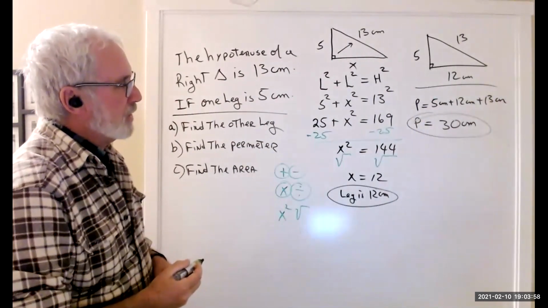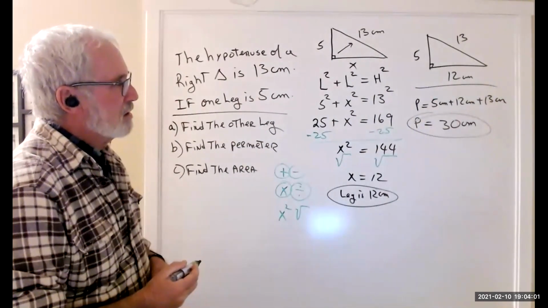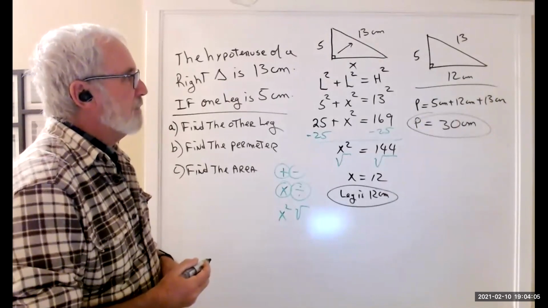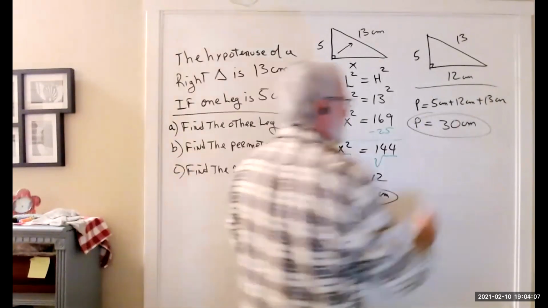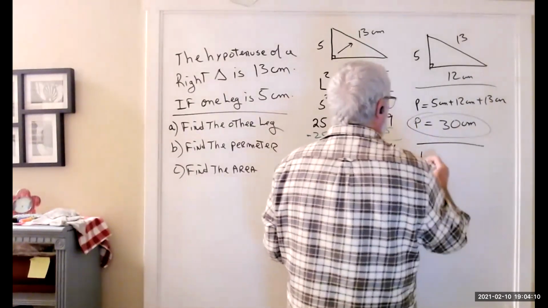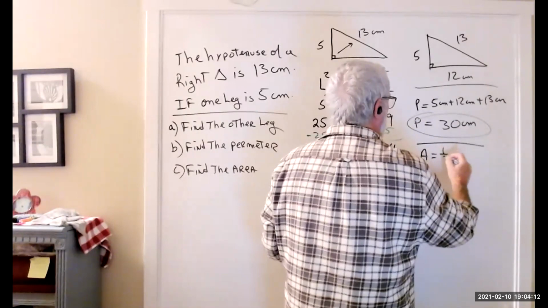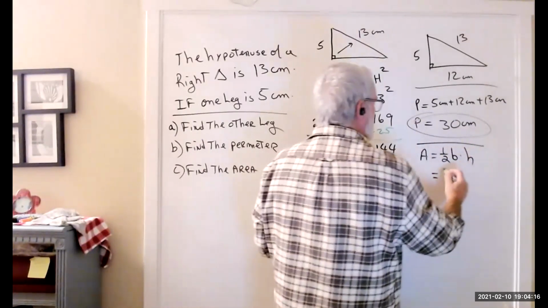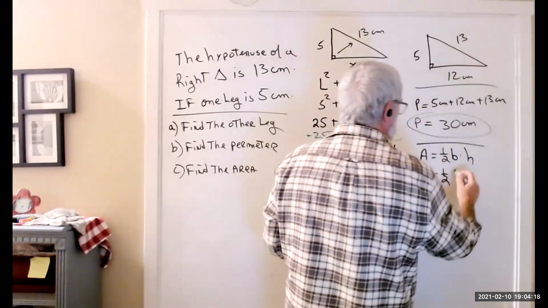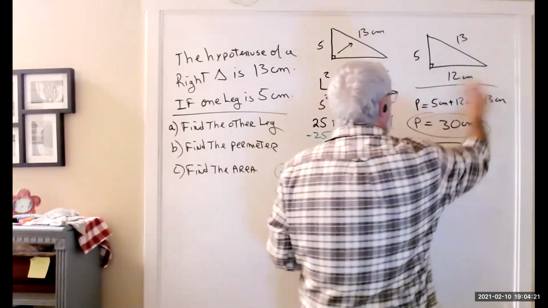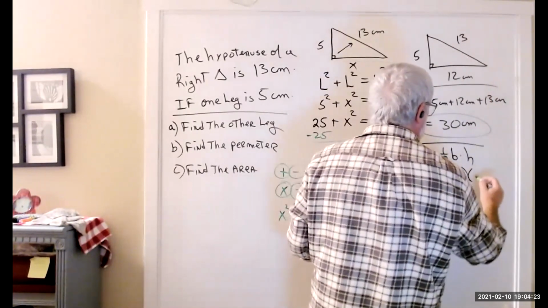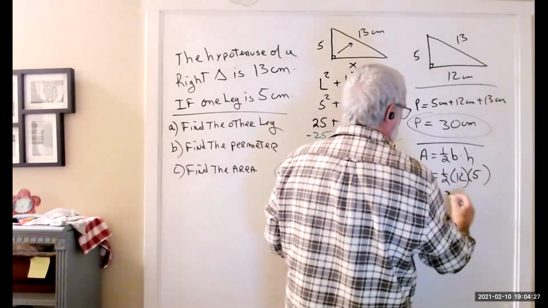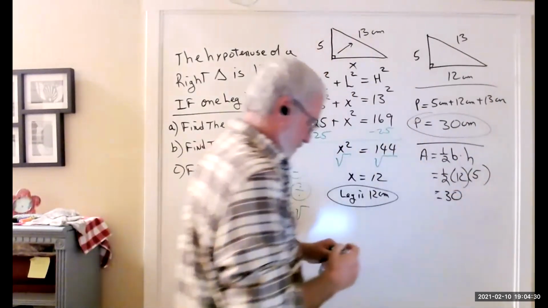So let me check my math. Did I do that one right? I think I did. Yep. Notice my units, centimeters. The area is half times the base times the height. So it's half times the 12, which is the base, times the 5, which is the height. So on my calculator, that turns out to be 30.